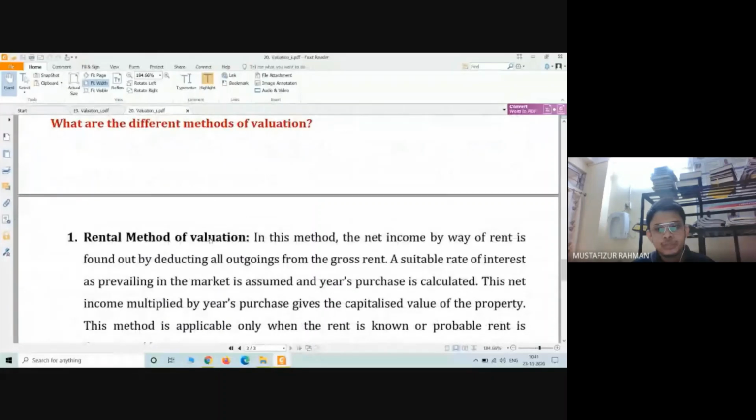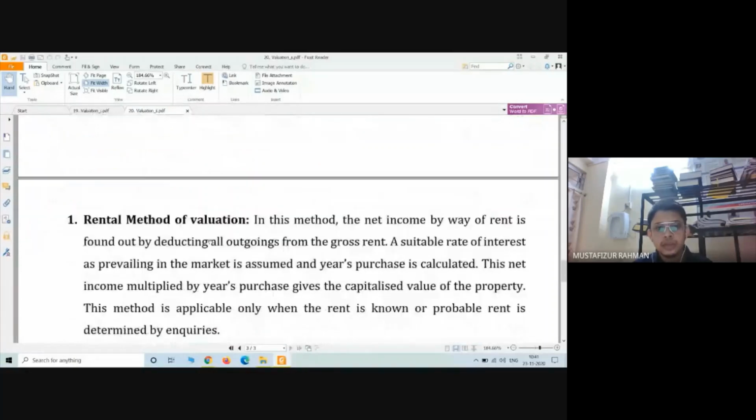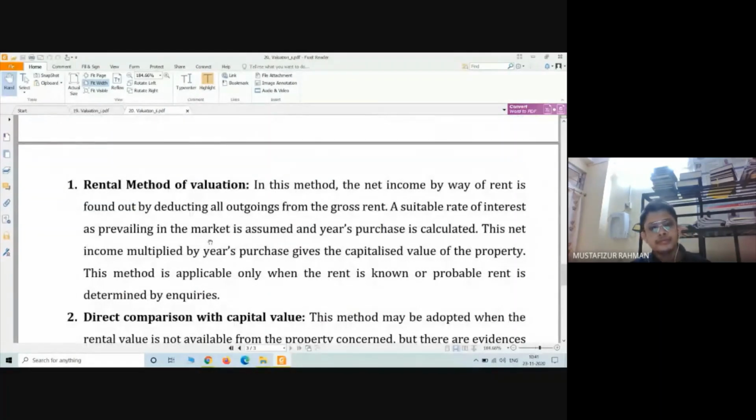So then there is valuation of a building. How do we do the valuation of a building? There are some methods of doing valuation. One is the rental method. In the rental method, the net income value of rent is found by deducting all outgoings from the gross rent. So we are finding net income.